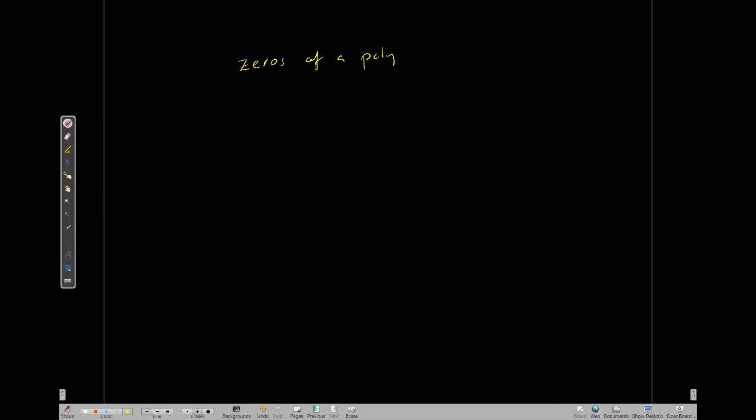Actually, in the last video I was telling you that our goal is to graph higher degree polynomial functions. But in order to do that, we have to learn a few things first. One of them is finding zeros of a polynomial. When I say zeros, I actually mean real zeros, because some of them are complex roots, so only real zeros.